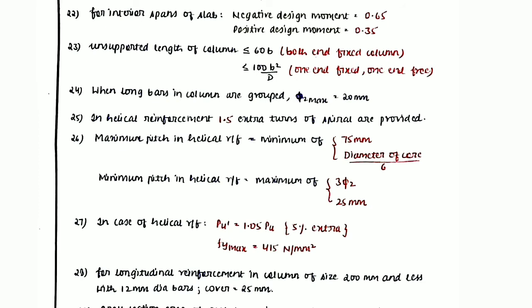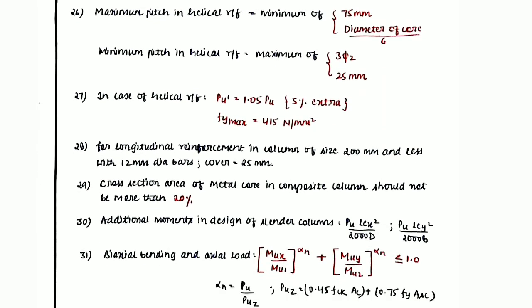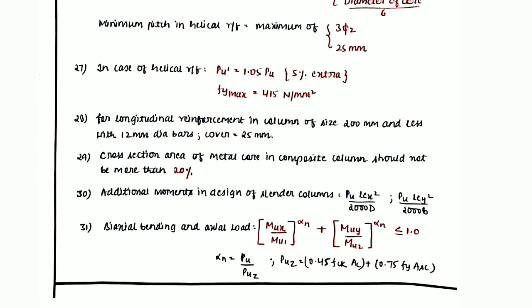What about the minimum pitch? The minimum pitch in the helical reinforcement case should be the maximum of 3 phi 2 and 25 millimeter. Phi 2 is the diameter of the lateral reinforcement, or we can say the tie rods. Now in case of helical reinforcement, the allowable force Pu dash should be increased by 5%, that is Pu dash will be equal to 1.05 Pu, and fy max, the maximum yield stress, should be 415 Newton per mm square.